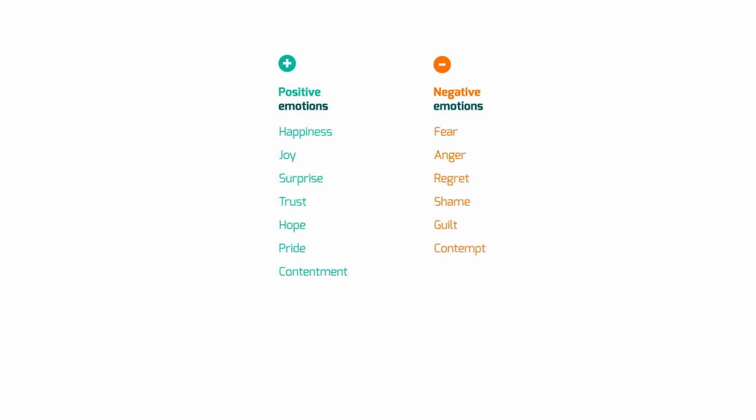There are both positive and negative emotions. Examples of positive emotions are happiness, joy, surprise, trust, hope, pride, and contentment. Examples of negative emotions are fear, anger, regret, shame, guilt, contempt, worry, boredom, disgust, and sadness. In total, dozens of emotions have been described.